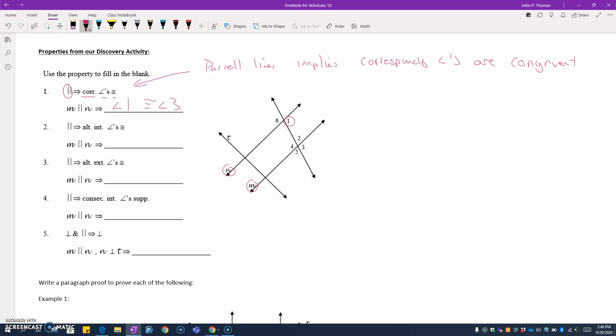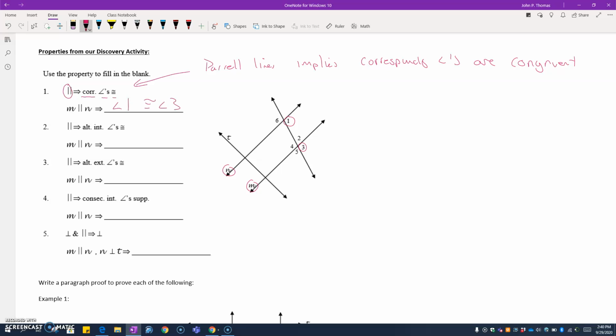Because 1 and 3 are in corresponding locations. Now, we could also look at 6 and 4. Those are in corresponding locations as well. All right, the next one is parallel implies alternate interior angles congruent.